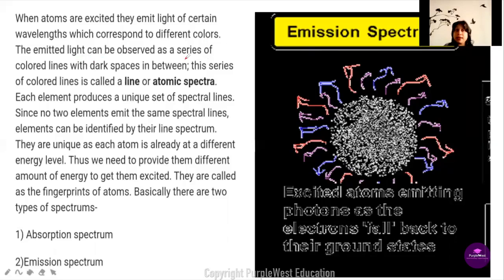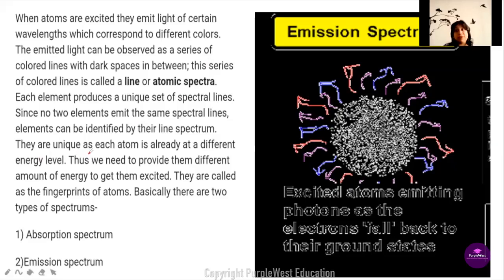The emitted light can be observed as a series of colored lines with dark spaces in between them. This series of colored lines is known as line or atomic spectra. Each element produces a unique set of spectral lines. Since no two elements emit the same spectral lines, elements can be identified by their own spectrum. They are unique to each element.